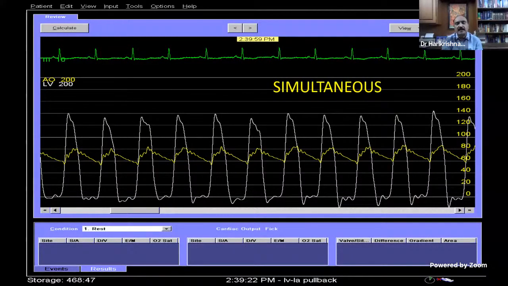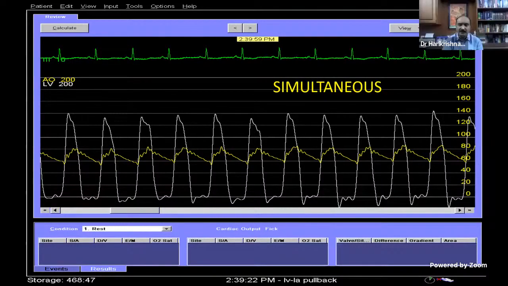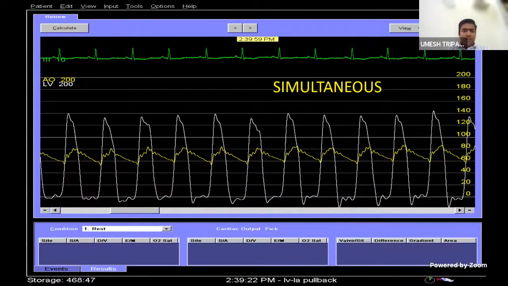Can the next person analyze this tracing? It's a simultaneous pressure tracing of the aorta and left ventricle. And it's showing a significant gradient between LV and aorta.